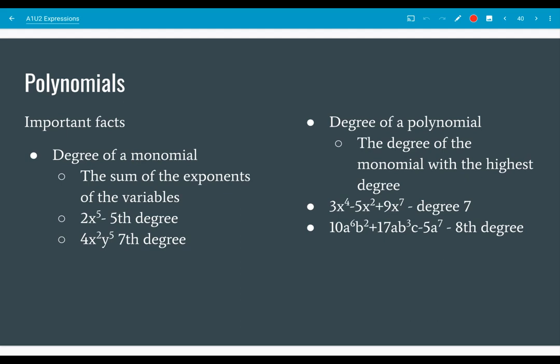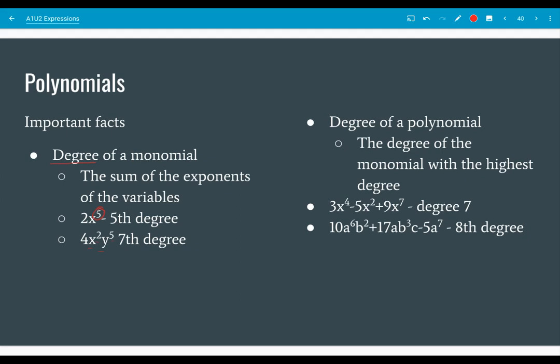So some important facts about polynomials. Every monomial has something called a degree. The degree of a monomial is based on the sum of the exponents. So if we look at 2x to the fifth, there's one variable, one exponent, so we say that term is to the fifth degree. Now if we have two exponents with two variables, you add them up. So 4x squared y to the fifth, we say is a 7th degree monomial.